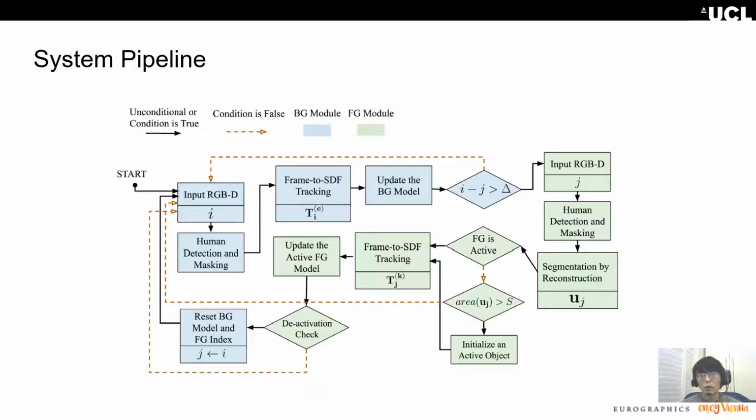Here is our system pipeline. The green color represents the foreground module, and the blue color represents the background module. Let's start from the beginning. We take an input frame, and we detect the human segment.